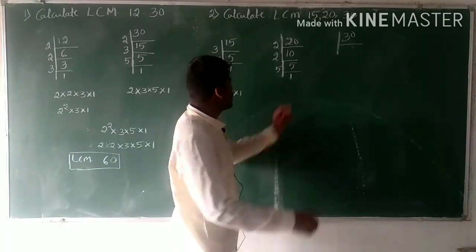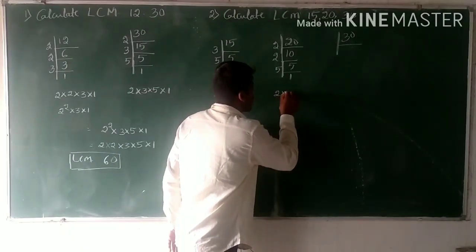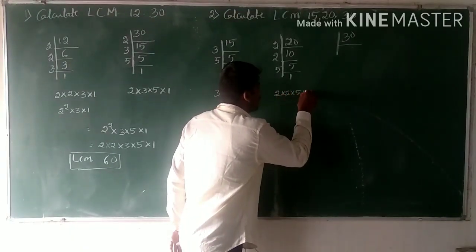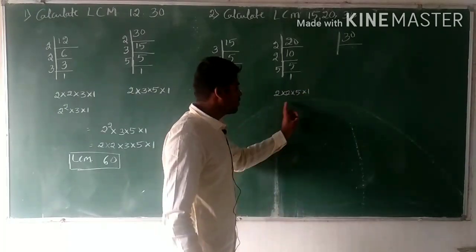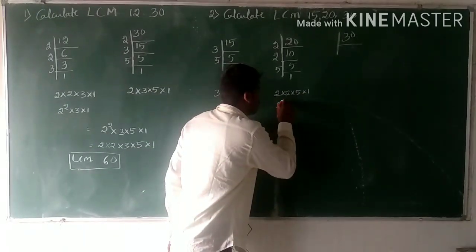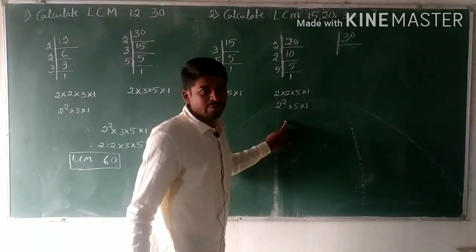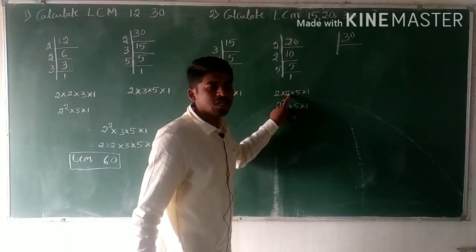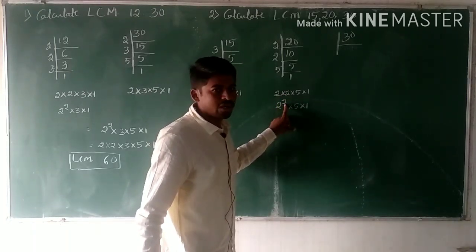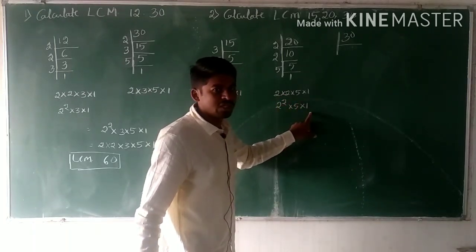Then now go to it as now. So 2 into 5 into 1. Okay, now go to this one, I go to simplify. Okay, 2 square into 5 into 1. Why have I written the 2 square? Because the 2 is repeated 2 times. That's why I written it as 2 square into 5 into 1, written the same.